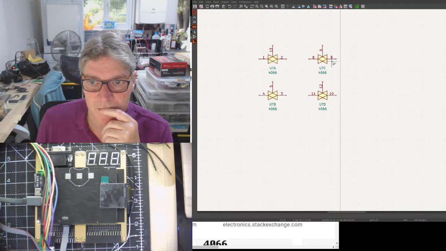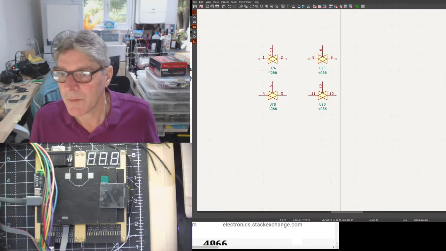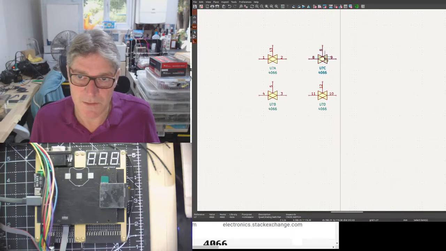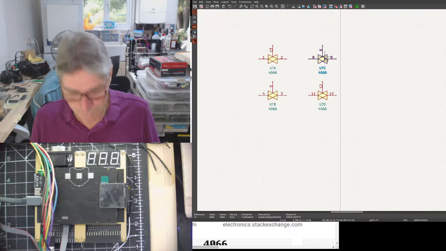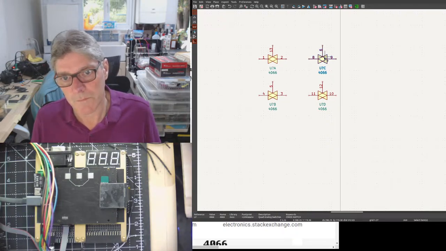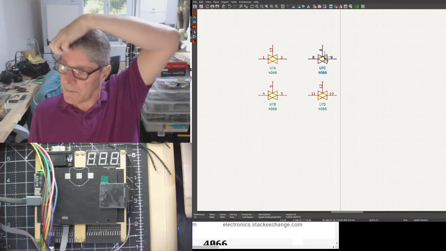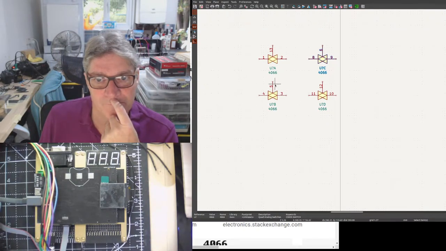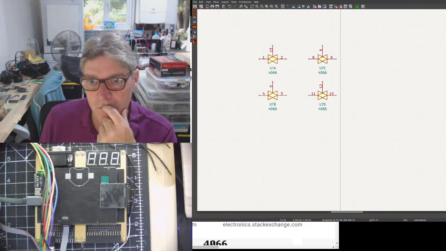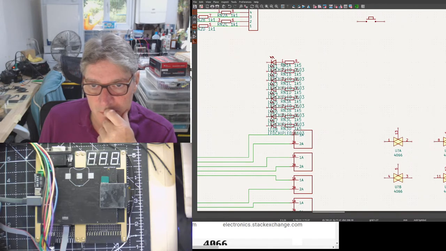What's the easiest way of doing this? Give me my cursor. I should put them all in a line, actually. Which is the easiest way of doing this? Maybe it's not a 4066. You could have a resistor ladder from input to output, such that, can I use one of these?